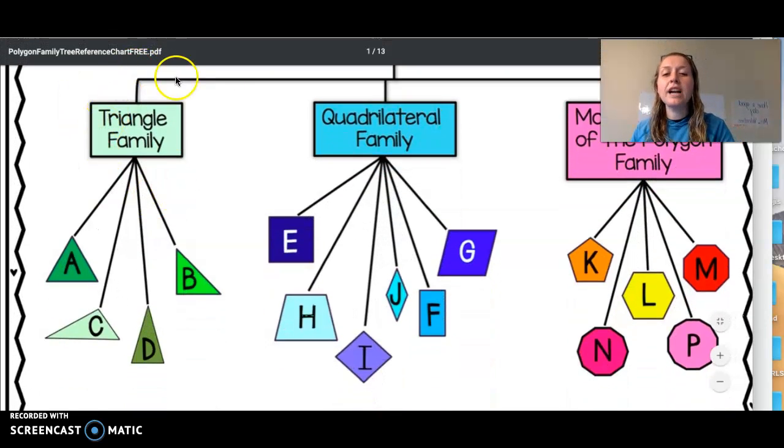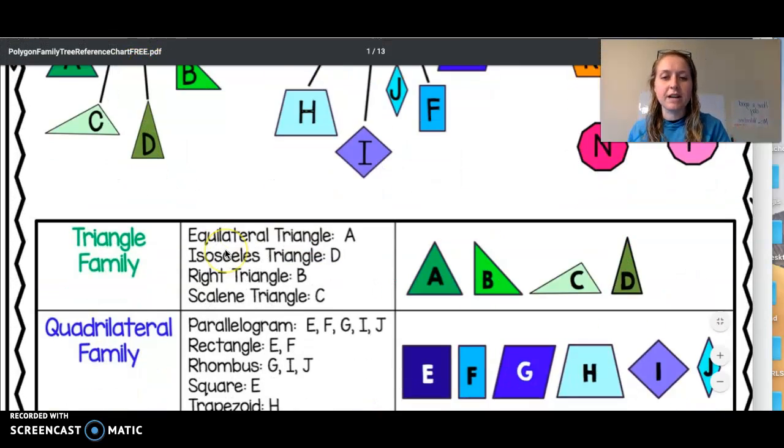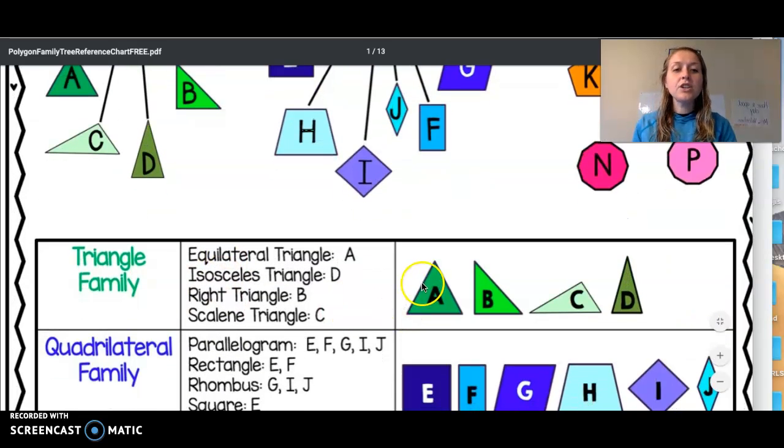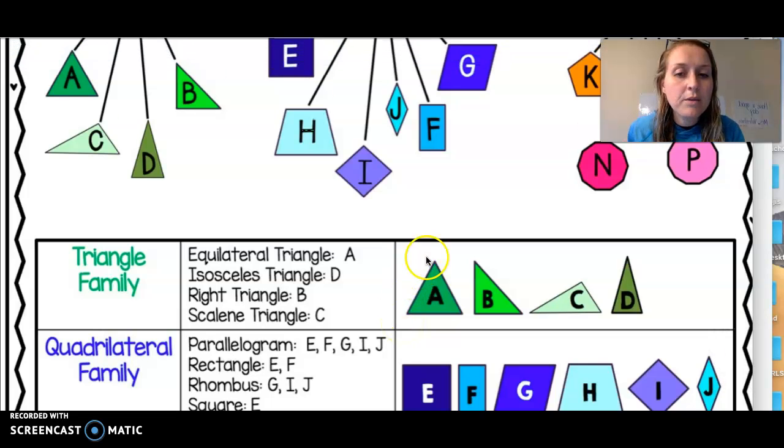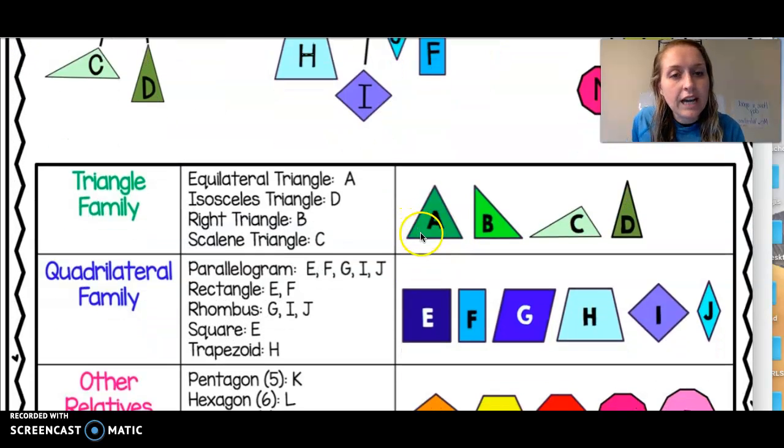So in your triangle family, you have 4 different types of triangles, and it tells you right here. You have your equilateral triangle, which means all sides are the same. And one thing when it comes to triangles that we get to look at are the angles. So the angles on triangle A are all equal, so we call it an equilateral triangle. The sides are all equal and the angles are all equal. So a right triangle has a right angle, and this angle measures 90 degrees.